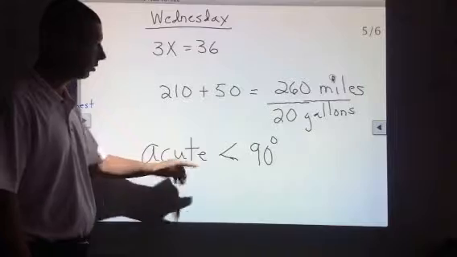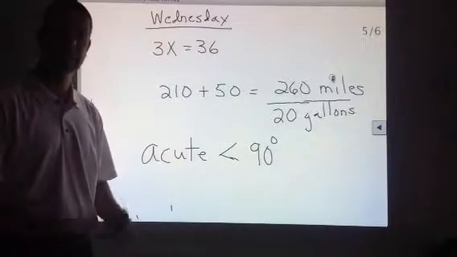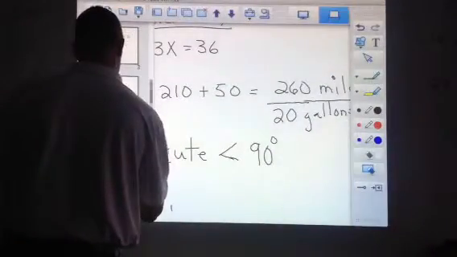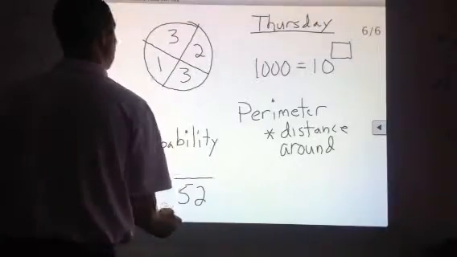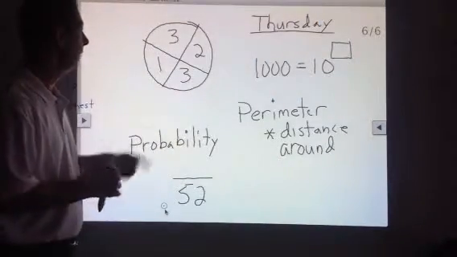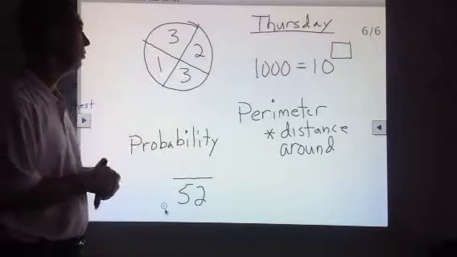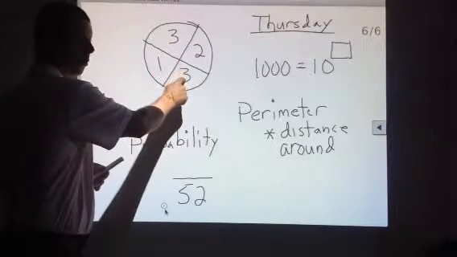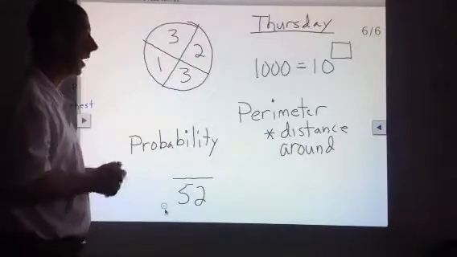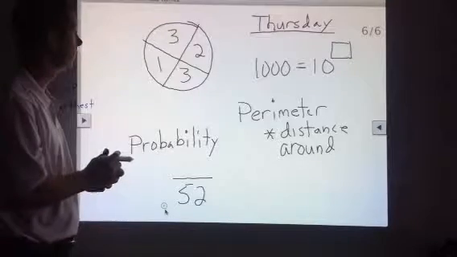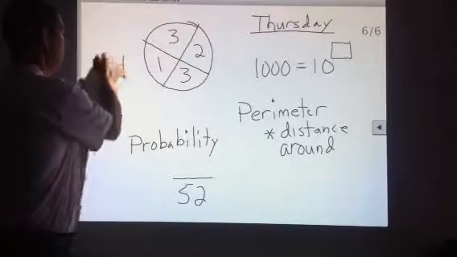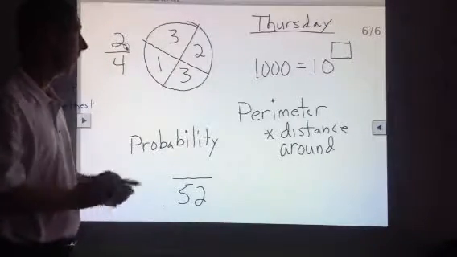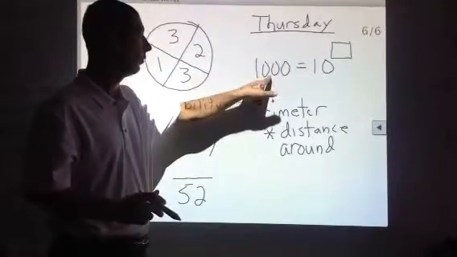Acute is less than 90. You got to pick out angles that are less than 90 degrees. Another problem is a spinner. You got to give the probability of the spinner landing on 3. Well, there's 2 3s out of the 4 sectors. So you'd be looking at 2 fourths, but get that in lowest terms, and that'd be your answer there.